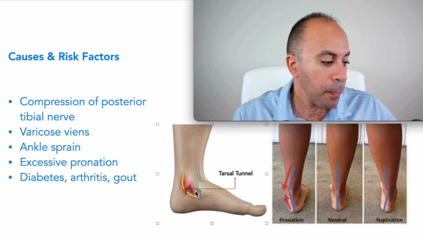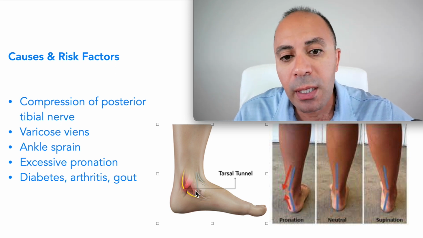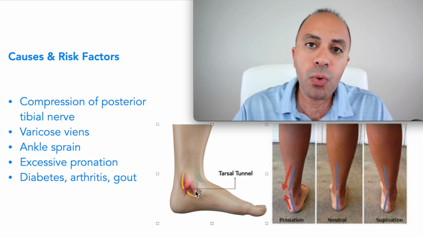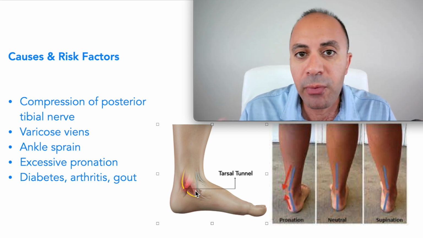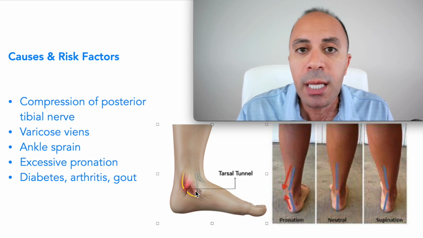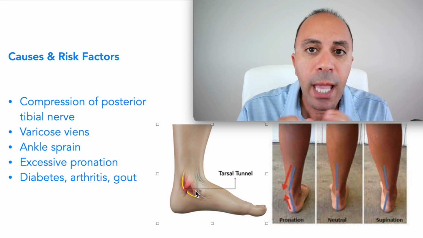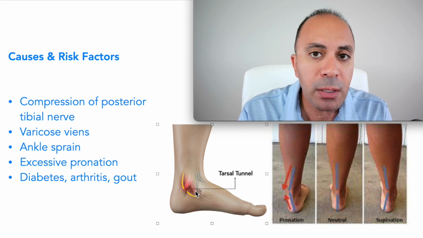You might experience some pain, numbness, and tingling on the inner part of your ankle and also on the bottom of your foot. The risk factors or causes of the compression could be an ankle sprain. You sprain your ankle and your body starts to build a lot of inflammation and scarring around the tarsal tunnel, and that compresses the tibial nerve.